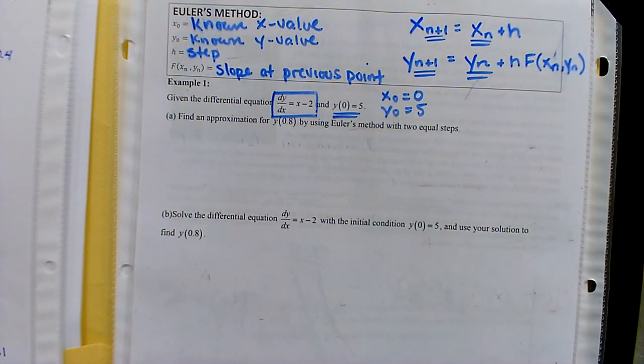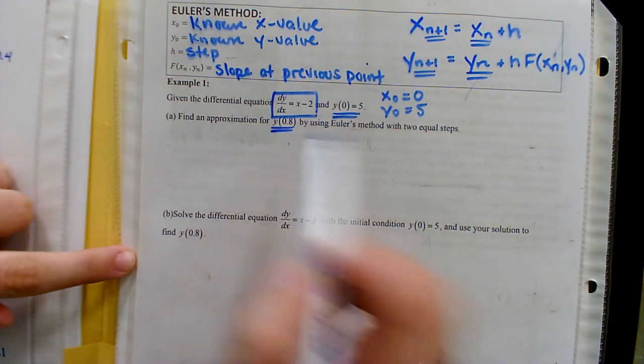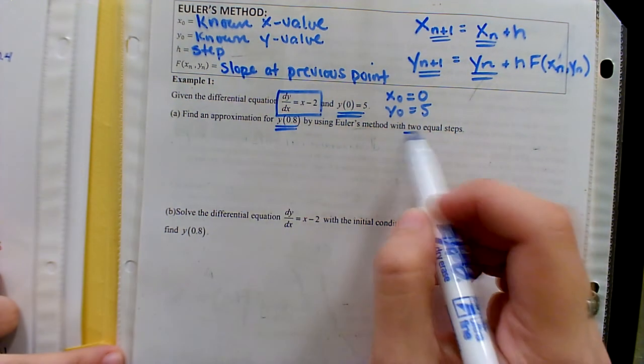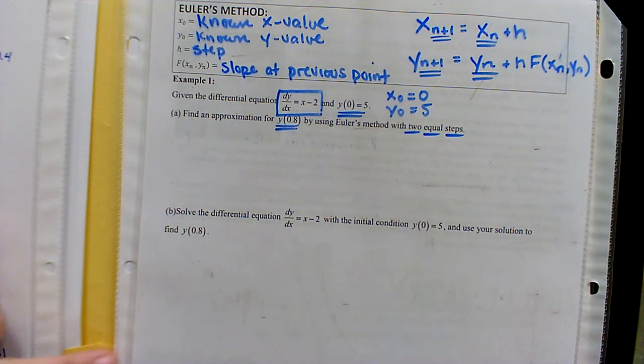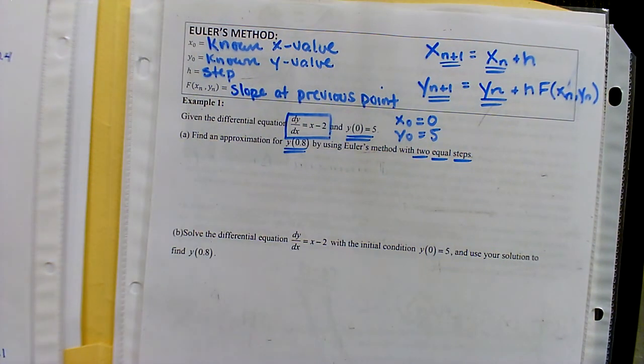Okay, in terms of a slope field, that would be the point you'd plot and then follow the slopes if you wanted to draw a graph. But this time we're trying to find approximation points that would be on the graph. So we're going to try to approximate y of 0.8 using Euler's method with 2 equal steps. So you want this h value to be the same every single time.